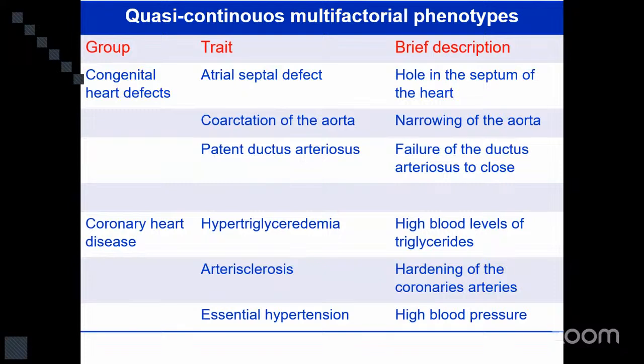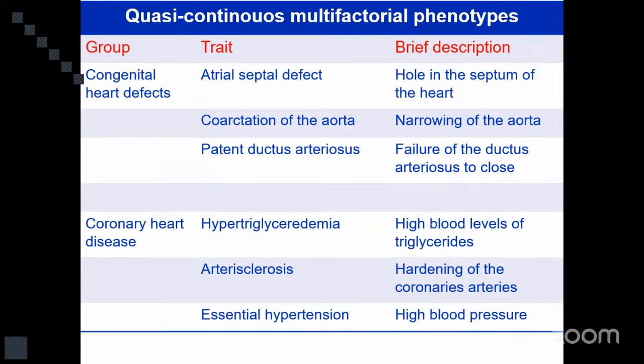Now, they could actually be classified as quasi-continuous multifactorial phenotypes. And if you look at this table, you'll see the group. Remember, one of the major issues is that an organ is actually affected. So congenital heart defects. What is the organ here? The organ is the heart. Atrial septal defects, coarctation of the aorta, patent ductus arteriosus. These are all anomalies of the development of the heart, which we did in embryology. So hole in the heart, narrowing of the aorta, failure of the ductus arteriosus to close, so persistent ductus arteriosus.